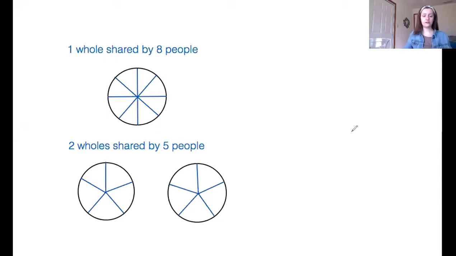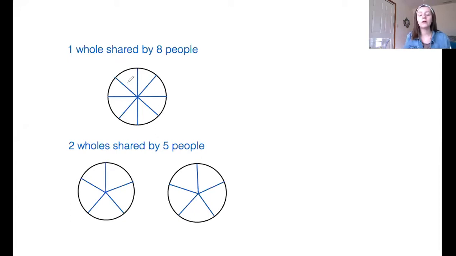So that tells us that we have 1 whole, let's say pizza, right? We have 1 entire pizza. So I drew 1 whole circle. That circle is shared by 8 people, meaning we need to have 8 total slices in it so that each person gets a slice. Okay, so to do that, you divide your circle into 8 pieces.